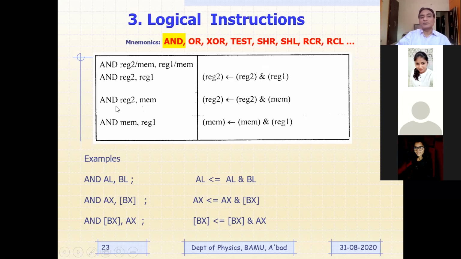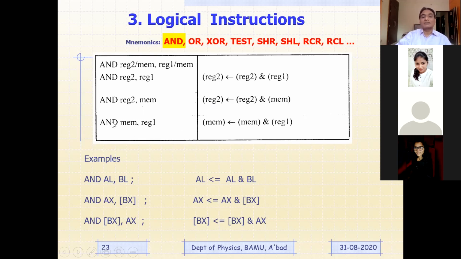Similarly, another example could be AND register 2, comma memory. As I told you, the source can be either a register or memory. First we considered a register source. Similarly, the destination can be either a register or memory. So this is the example of a register, and this is the example of memory. AND register 2, comma memory: what does this mean? This means the content of the memory location is going to be logically ANDed with the content of register 2, and the result is going to be stored in register 2.